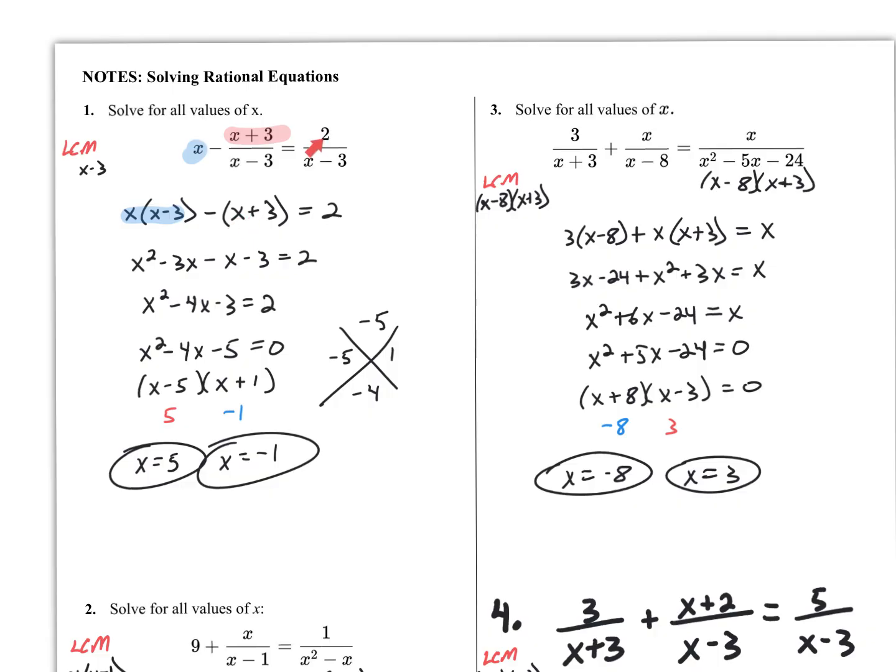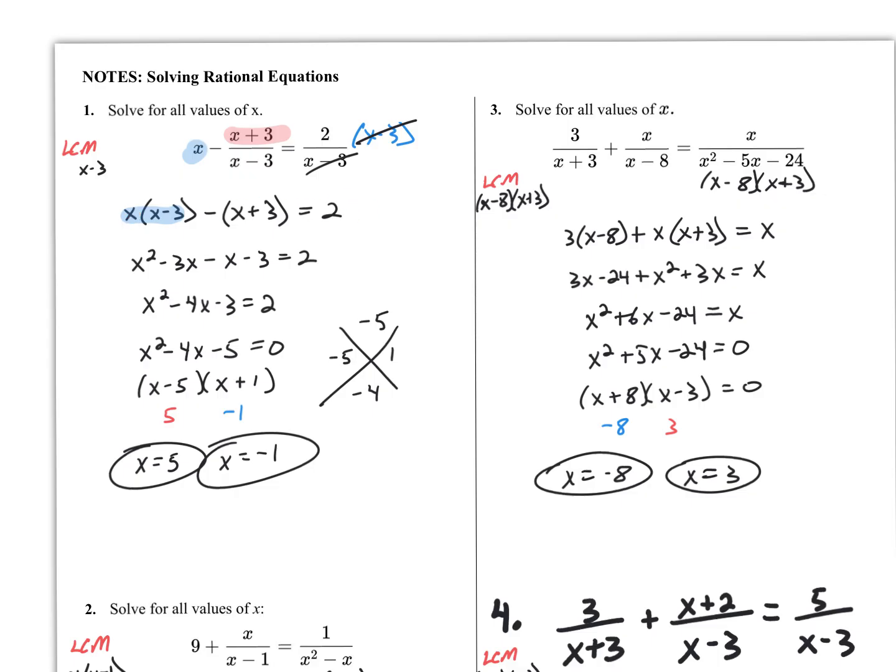Same with the 2. The 2 over x minus 3, if we multiply that times x minus 3, well, the x minus 3 in the numerator and the denominator would just cancel each other out, so we're just left with the 2. So both of these just canceled, and we're left with the numerator. So now we have x times x minus 3 minus x plus 3, which I have in parentheses because we're subtracting that expression, x plus 3, equals 2.